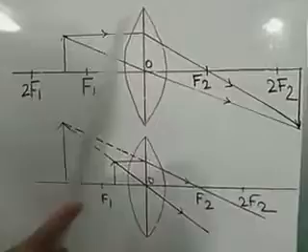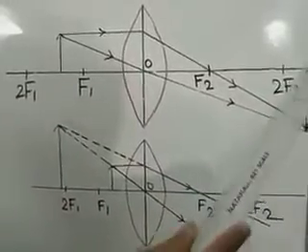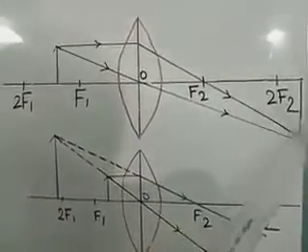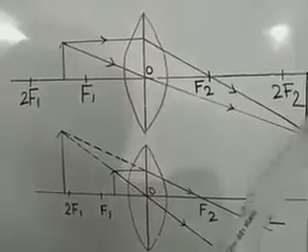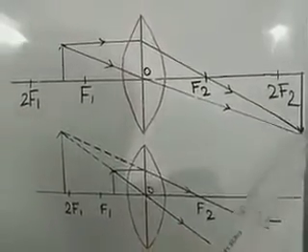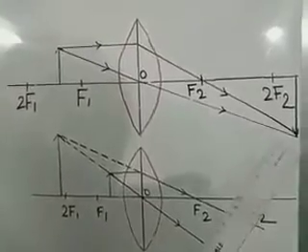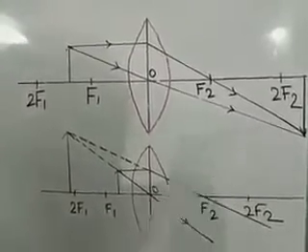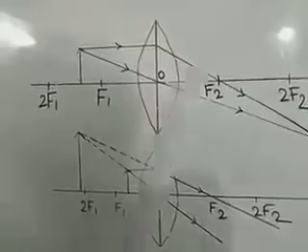The object is on one side, the image is on the other side, so it is real. A real image is always inverted. So it is magnified, real and inverted. Five ray diagrams I have explained to you. In all these cases you have seen the images are real and inverted.